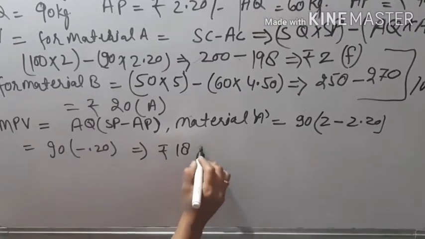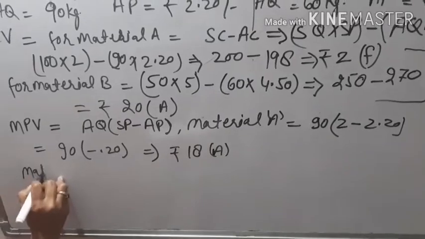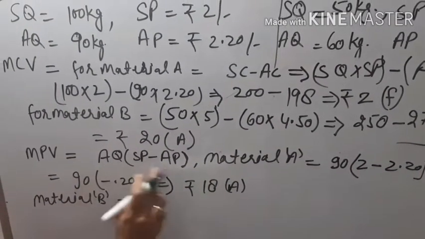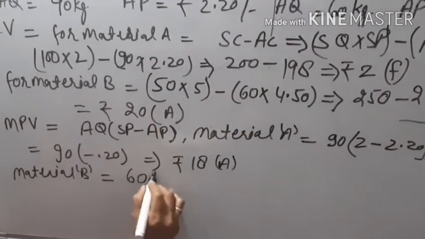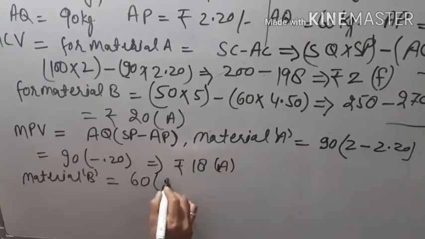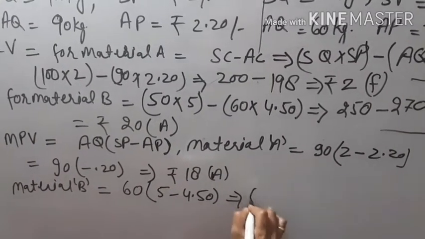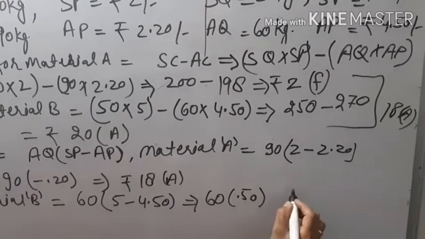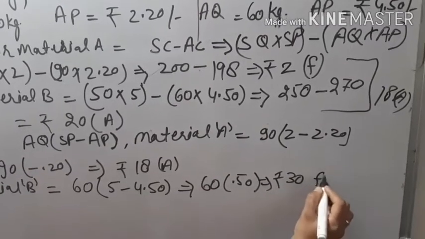Rupees in adversible form. Now we will calculate for material B. Again we will put the values for material B. Actual quantity 60, standard price 5, actual price 4.50, 60.50, 30. It will come in favorable form.